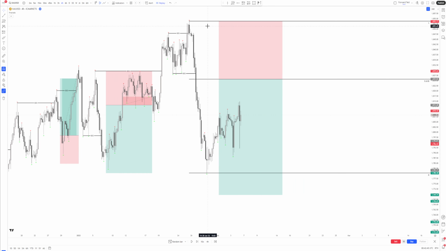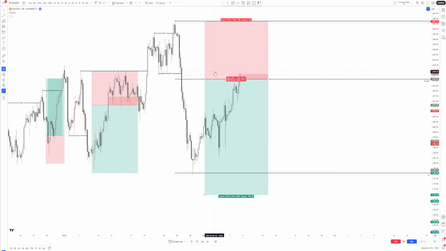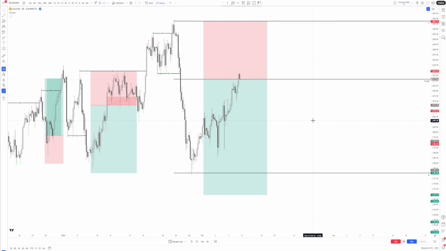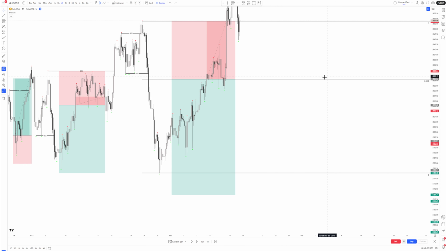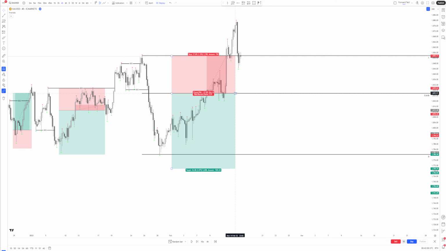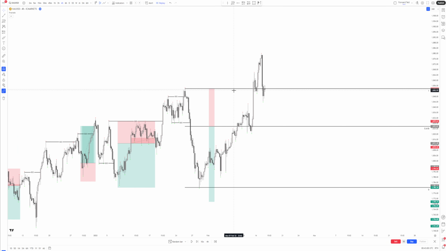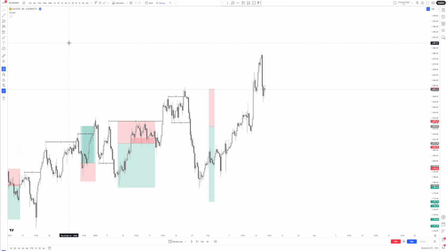So at this moment in time, this range here is external. All this is internal because the internal is part of the external. Okay, we're tagged in so far. And let's see what happens. Okay, you can see here that one has taken us out. There has been a break of structure above this.